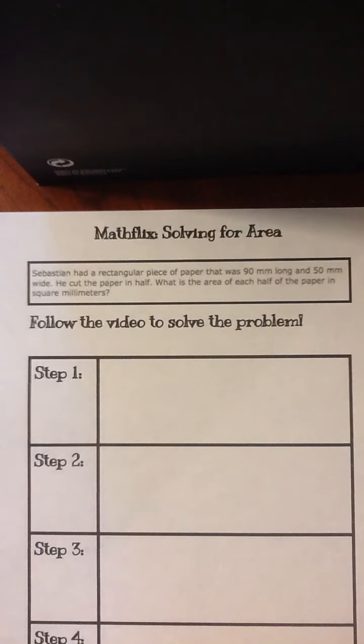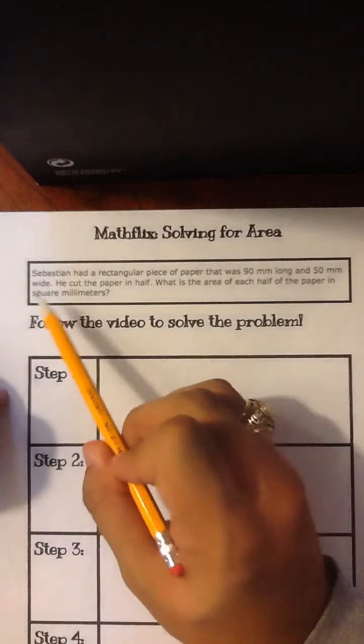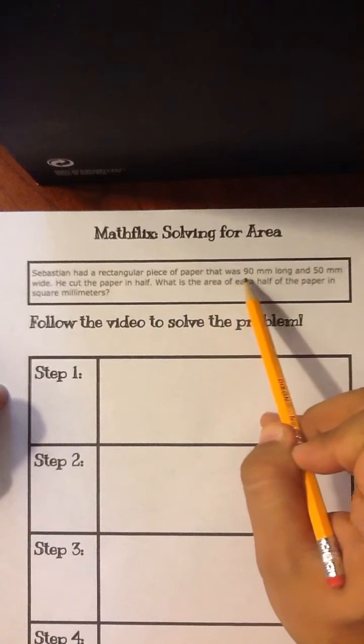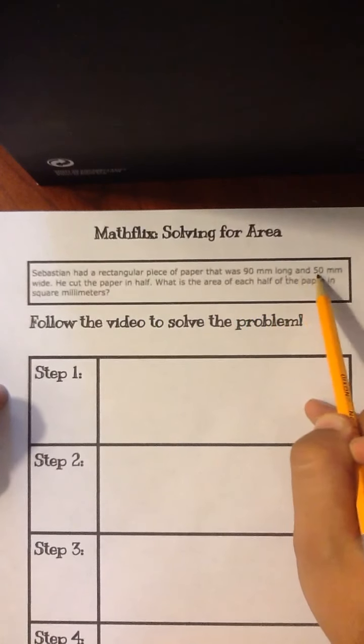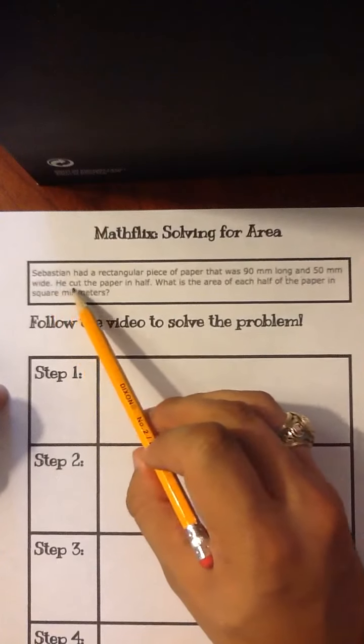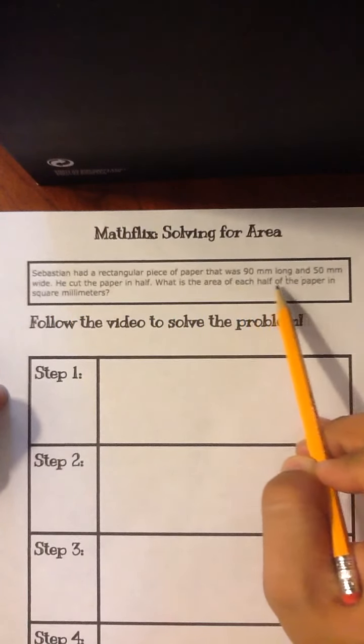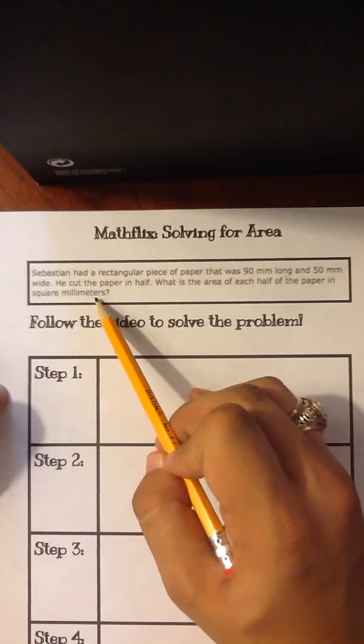Hey guys, welcome back. Today we're going to be solving a problem pertaining to solving for area. And it goes a little bit like this. It says, Sebastian had a rectangular piece of paper that was 90 millimeters long and 50 millimeters wide. He cut the paper in half. What is the area of each half of the paper in square millimeters?